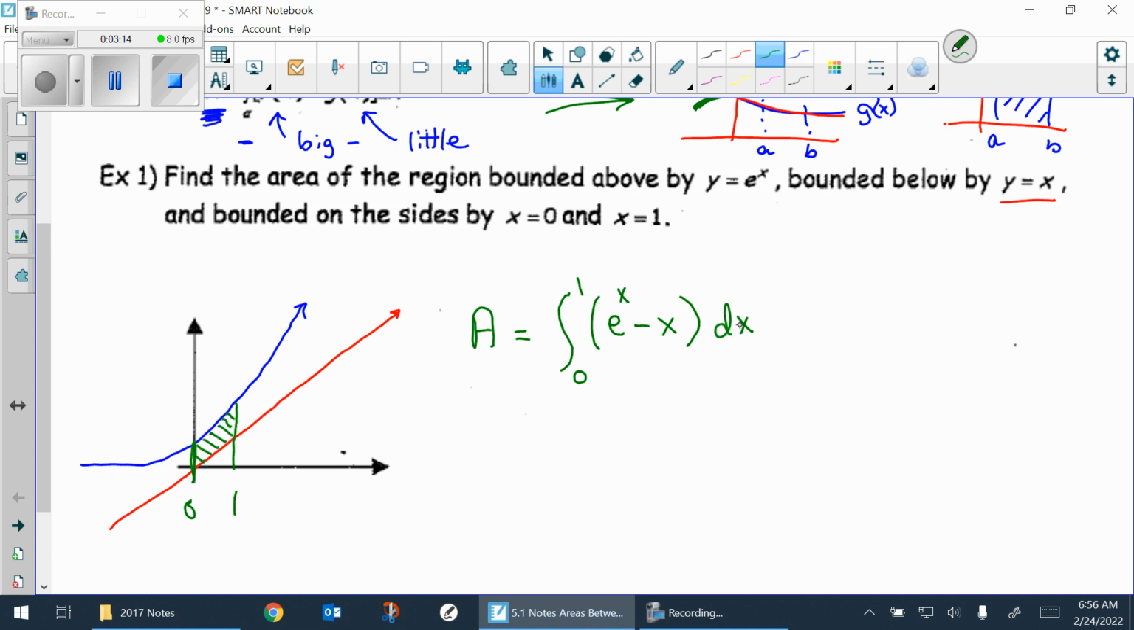We can put this into our calculator. If we do so correctly, why don't you check it out? Press pause, come back with your answer, and compare it to mine. My answer, I believe, was 1.218. So that's areas between functions.